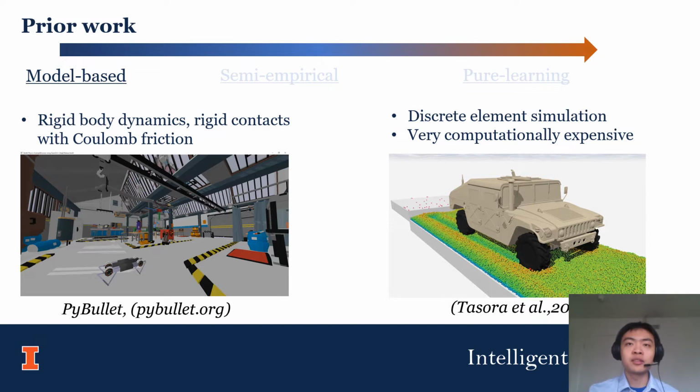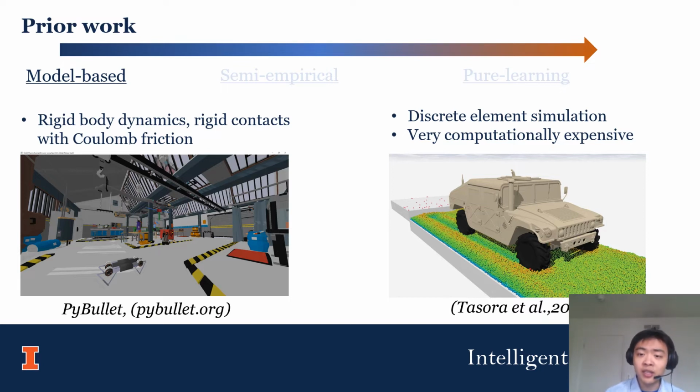Model-based simulators are very widely used in the field of robotics. For example, in the picture shown on the left, we have PyBullet, which basically uses rigid body dynamics combined with rigid contacts and Coulomb friction. It also supports limited deformable object simulations as well. This is actually really fast, and the physics behind it is pretty well understood, except for maybe collisions. Collision is still a phenomenon that people are looking into.